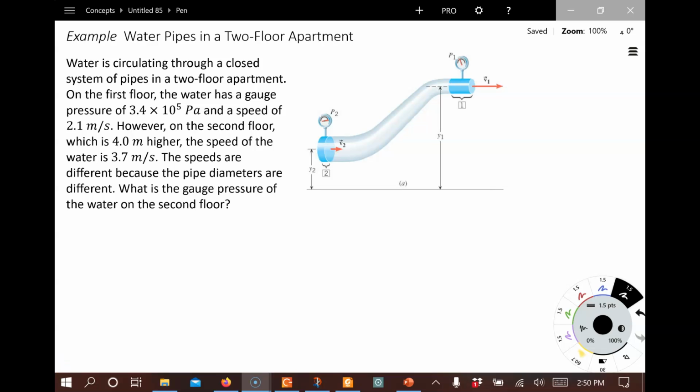Hi, this is an example problem from Chapter 11 on fluid flow. This involves Bernoulli's equation and the equation of continuity. Pause for a moment and read the question.